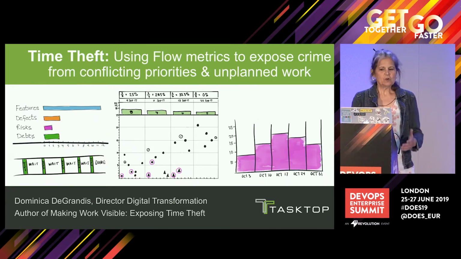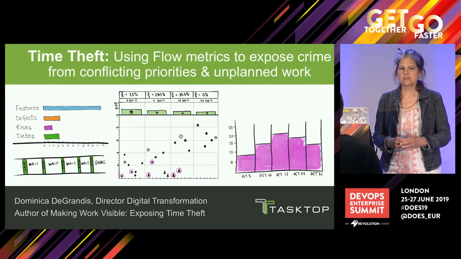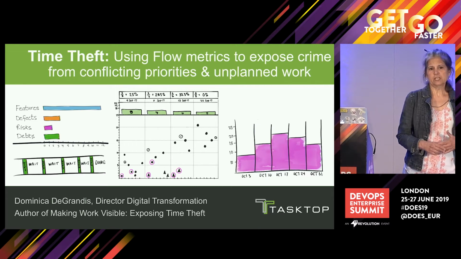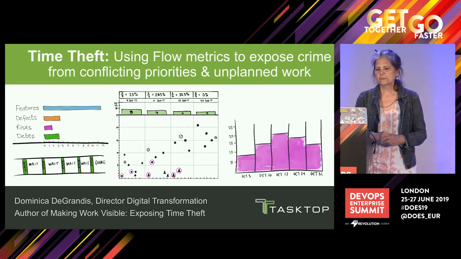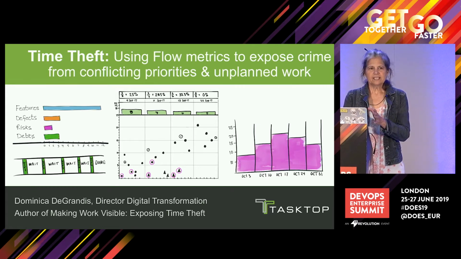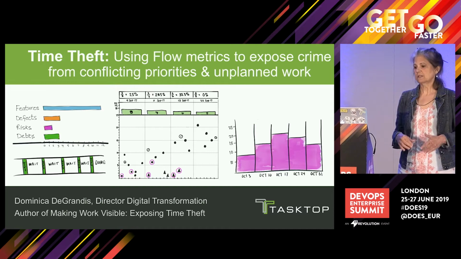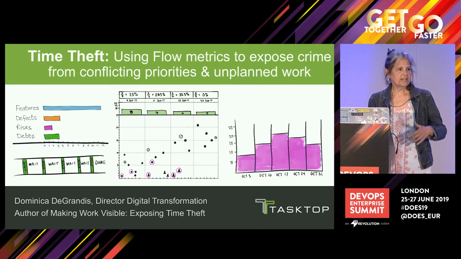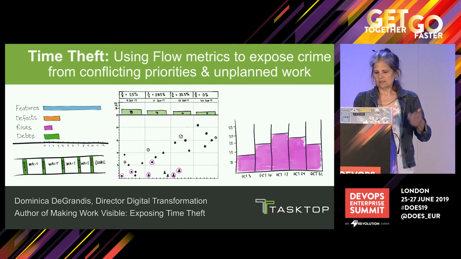In this session, we're going to look at some of the problems caused by time thieves. So conflicting priorities and unplanned work and unknown dependencies and whatnot. And then we're going to see how we can expose those problems using flow metrics, so that you can make better business decisions.